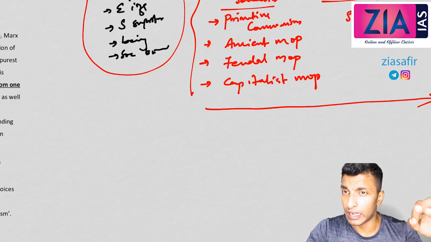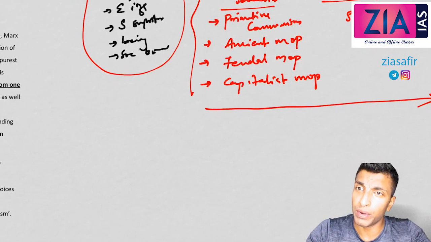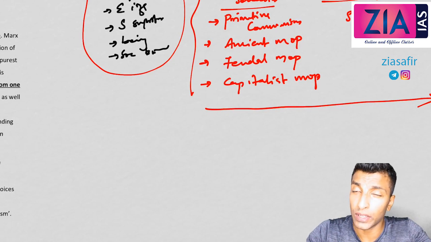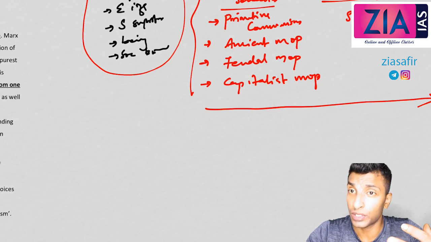Primitive communism is the ancient, the old society where everybody was considered equal. Everybody will have access to everything. There is no private property concept, okay? So everything is communally owned. So that's what primitive communism. Population is very less. Food is abundant in nature. There is no chances of struggle. There is no chances of conflict. There is no chances of competition. So everybody is considered equal, and there is no concept of private ownership. So that society is what Marx termed as primitive communism.